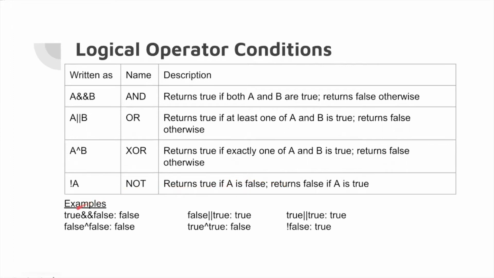Here are some examples. True and false would return false. False or true would return true. True or true would return true. False, exclusive or false would return false. True, exclusive or true would return false. And not false would return true.